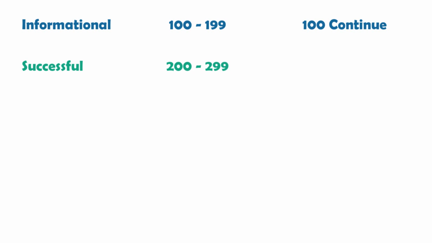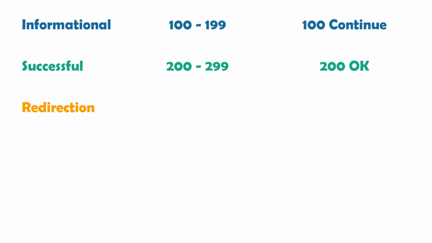Informational responses. These are in range of 100 to 199. For example, status 100 continue indicates that the client should continue the request or ignore the response if the request is already finished. Successful responses. These are in range of 200 to 299. For example, status 200 OK means that the request succeeded.